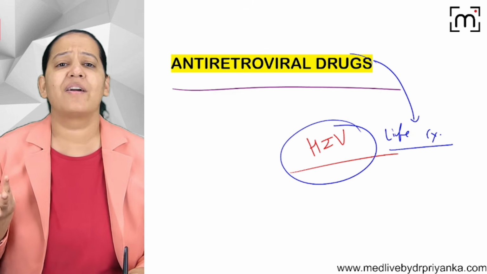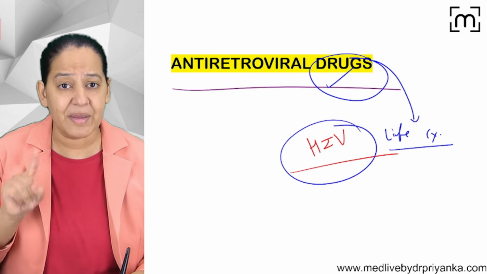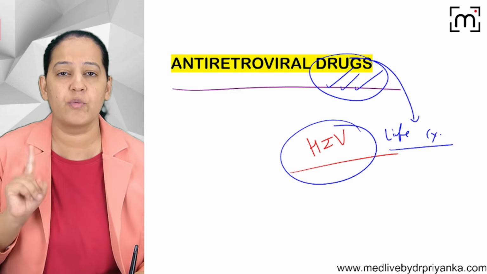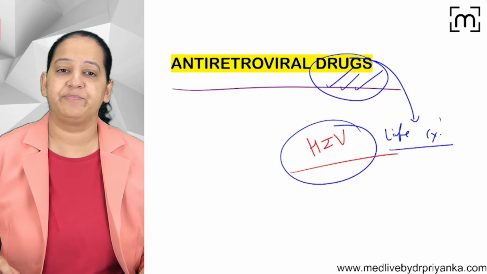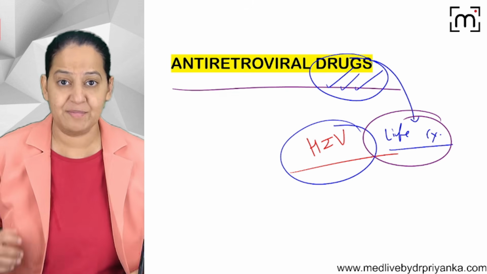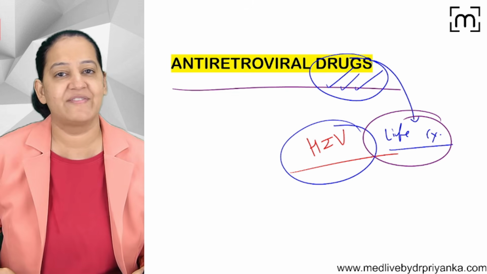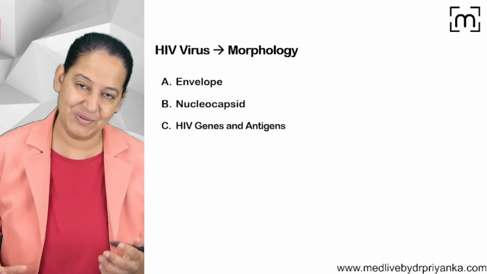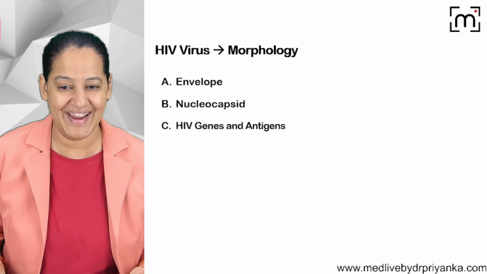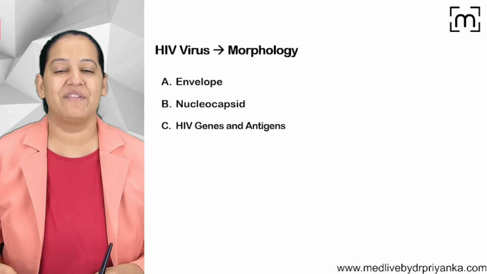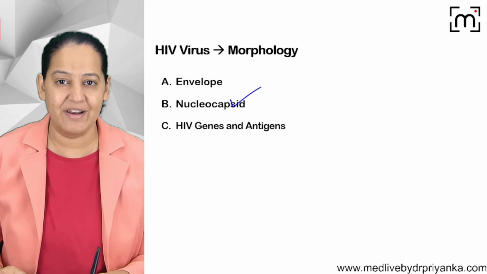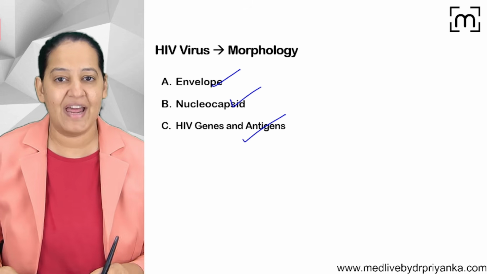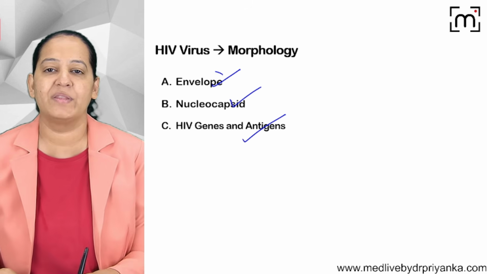So before I start the drugs, if you want to understand the mechanism of action of these drugs, antiretroviral drugs, you have to understand the life cycle of the HIV virus, because these drugs will interrupt the various steps of the life cycle only. So let's start the morphology of HIV virus. So let's revise microbiology first. Okay, so in the morphology of the HIV virus, I will be discussing three things: its envelope, its nucleocapsid, and its genes. Okay, so let's start with envelope.